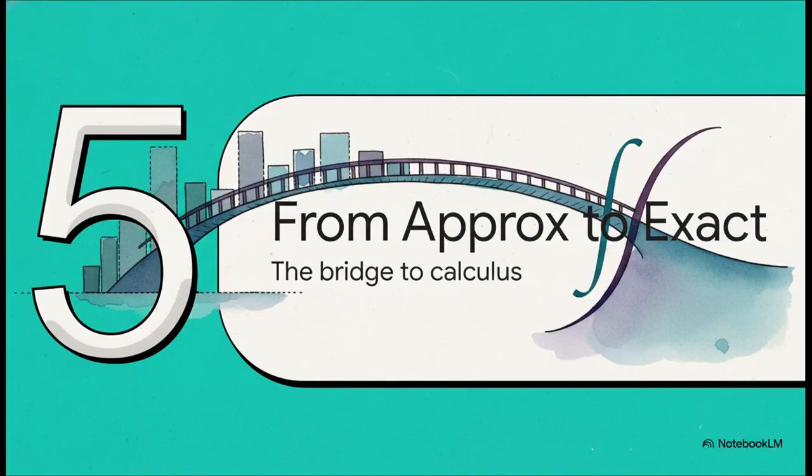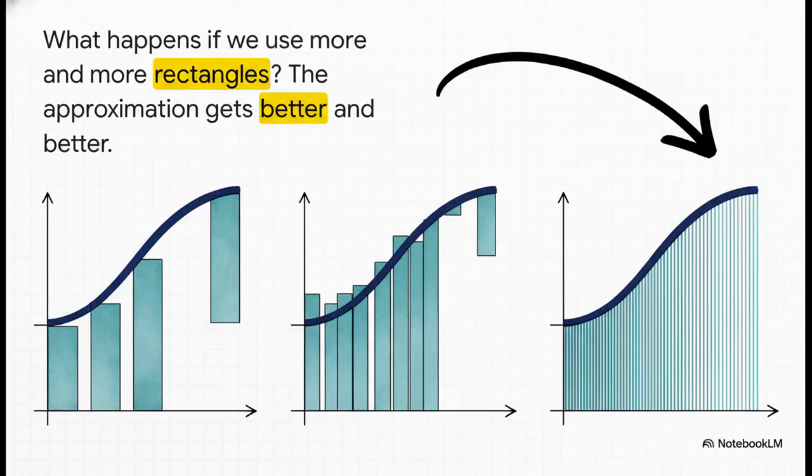All right, for our final section, we're going to take this simple idea of approximation and build a bridge straight to the power and precision of calculus. Think about it. Our guess with 4 rectangles was okay, but what if we used 8 or 16, or what if we used 1,000? As we keep increasing n, our number of rectangles, each one gets skinnier and skinnier, and those little gaps between our rectangles and the curve, they practically disappear. The approximation gets ridiculously close to the real thing.